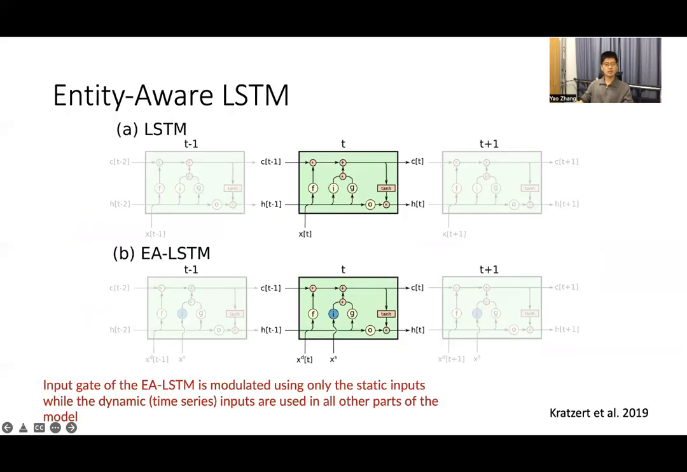The last is the entity-aware LSTM. The only difference is that the entity-aware LSTM uses a static input for the input gate, while the other dynamic inputs are used for all other gates. The static inputs can be biome types, soil types, and other static information which does not change through time.